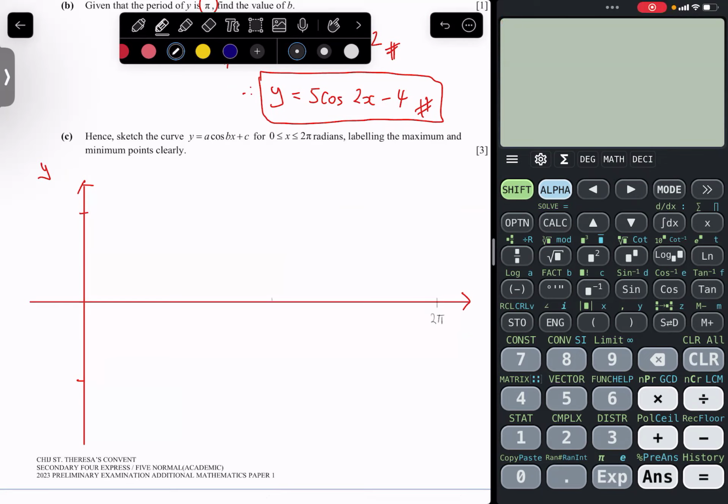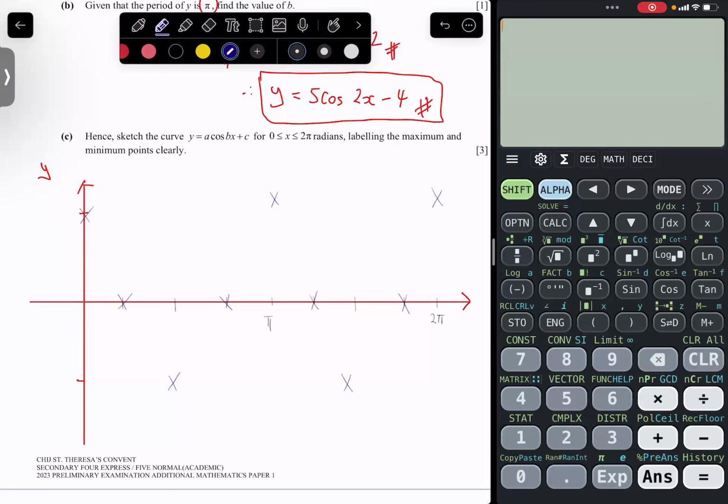So 2 pi, try to find the midpoint. This is going to be pi, because I know that this one will complete a cycle by itself. So I make a mark, half of it, half again, half again. Now, the cosine curve starts from the maximum, goes to 0, goes to minimum, goes to 0, goes back to maximum. Same thing for this one, cut into 4 as well: start from maximum, goes to 0, goes to minimum, goes to 0, goes back to maximum.